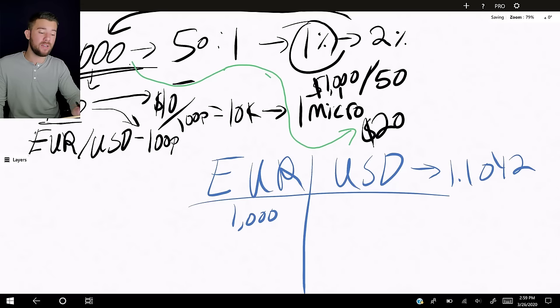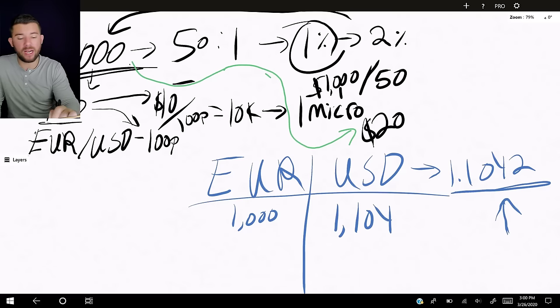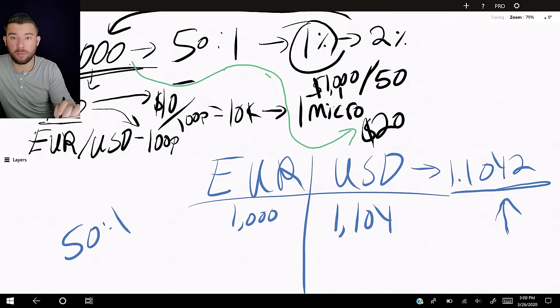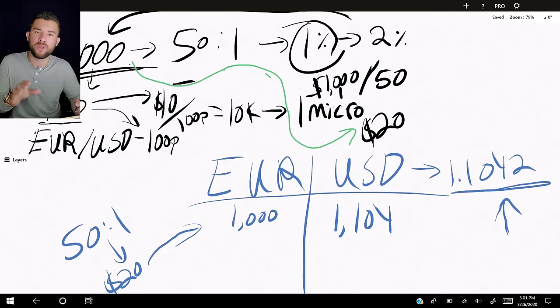And they said, okay, in order to give you 1,000 units of euro, the exchange rate right now is 1.1042. They say, okay, if you want 1,000 euros, we're going to need $1,104 from you. But then the broker goes, I've got you at a 50 to 1 leverage, which means we really only need $20 on margin for you to do this, because your $20 is equal to 1,000 units. So you say, cool, here's my $20, hold on to it, I'll hold this 1,000 units until the price fluctuates either up or down.